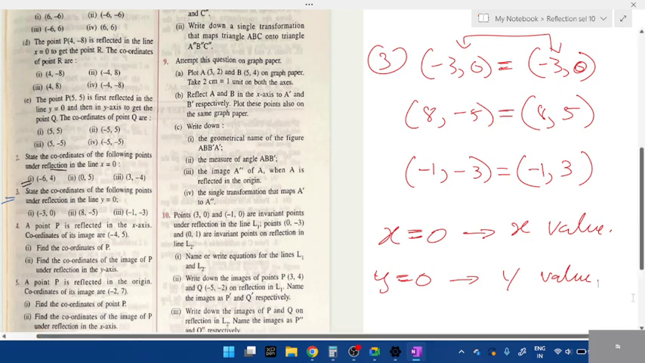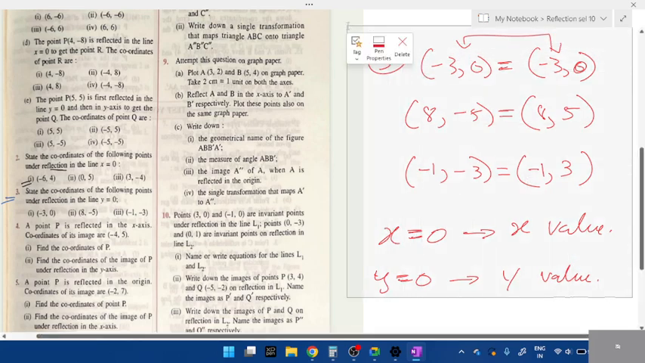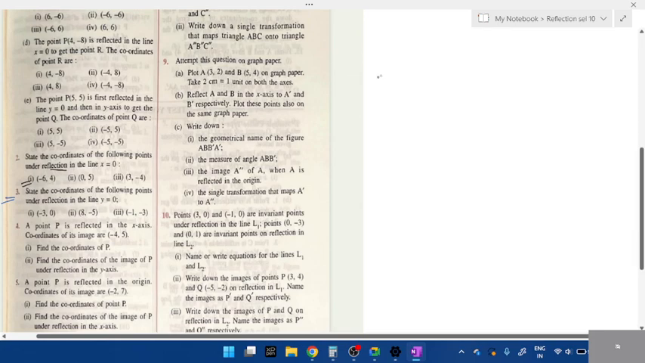Okay, just try to remember x is equal to 0 because there are two concepts here which you get confused. Look at the fourth question now.